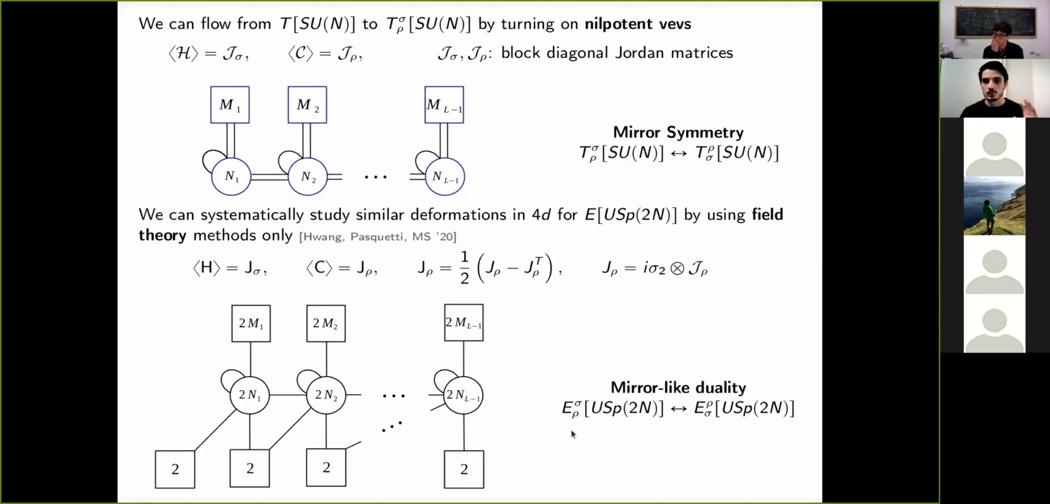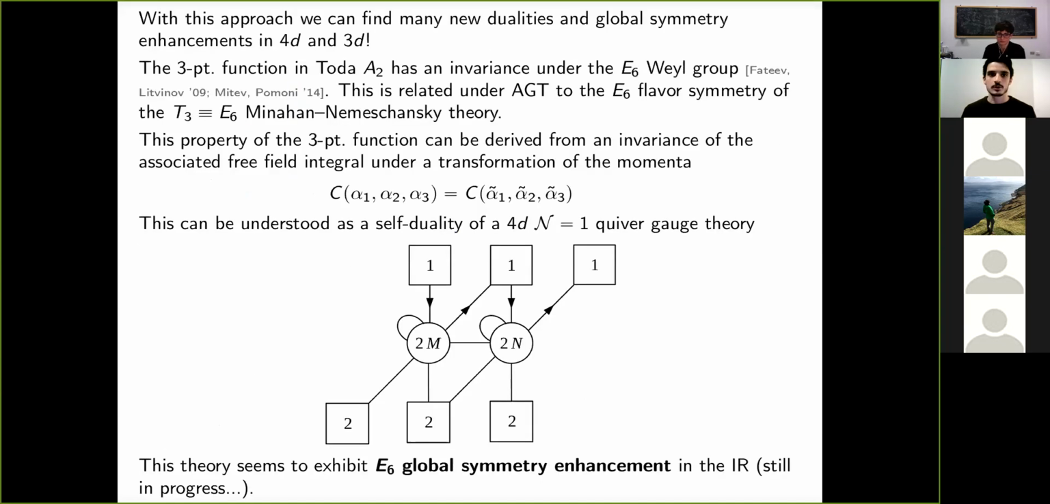So by analogy, we labeled these theories E^σ_ρ[USp(2N)]. And we also found that all these theories are related in pairs by an infrared duality, which acts exchanging σ and ρ. So we called this new type of duality mirror-like duality. So as I said, this was not a direct uplift of results for 2D free fields. So let me go back to the original topic of my talk.